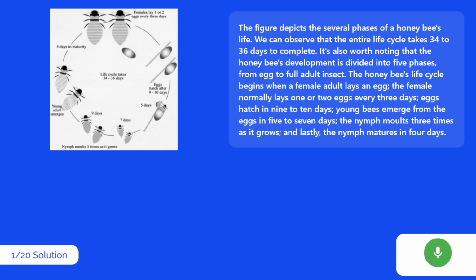The honeybee's life cycle begins when a female adult lays an egg. The female normally lays 1 or 2 eggs every 3 days. Eggs hatch in 9 to 10 days. Young bees emerge from the eggs in 5 to 7 days. The nymph molts 3 times as it grows, and lastly, the nymph matures in 4 days.